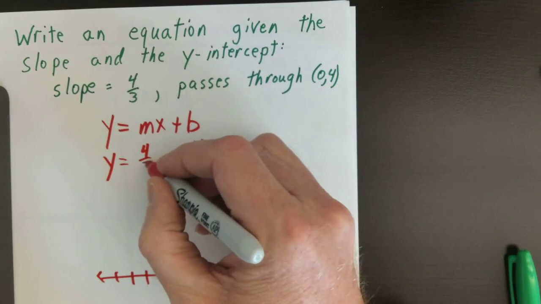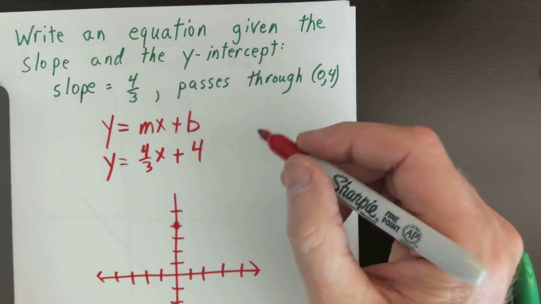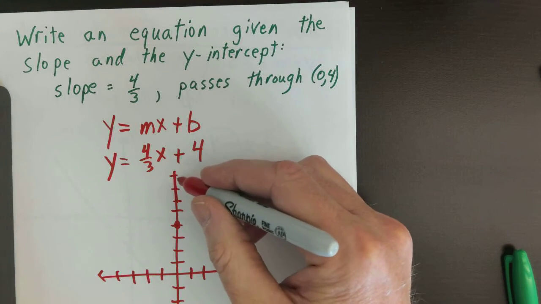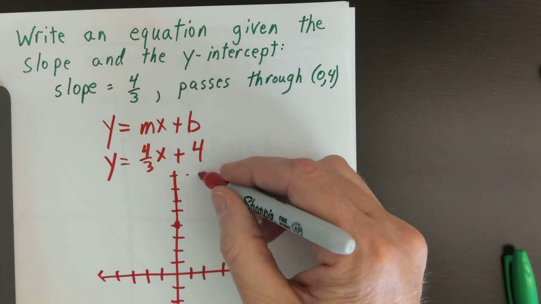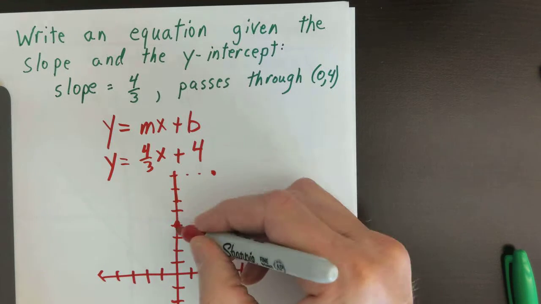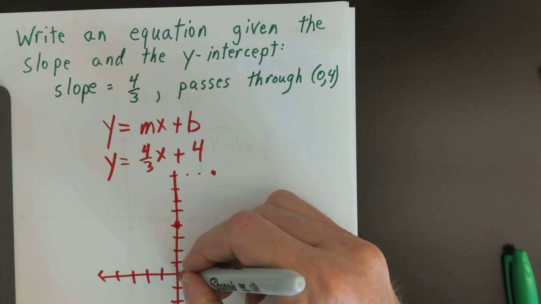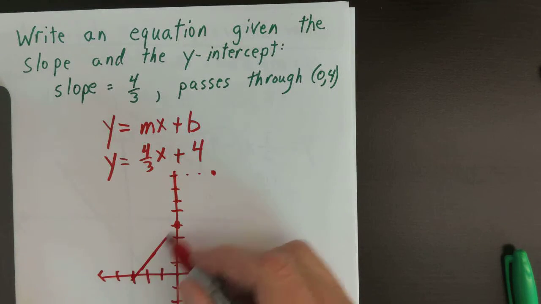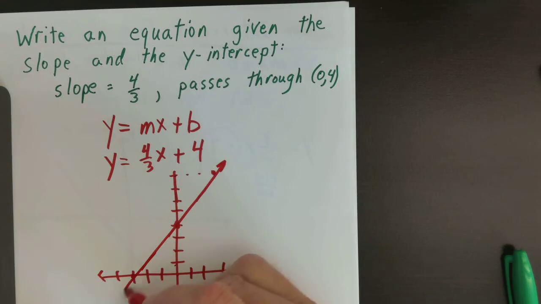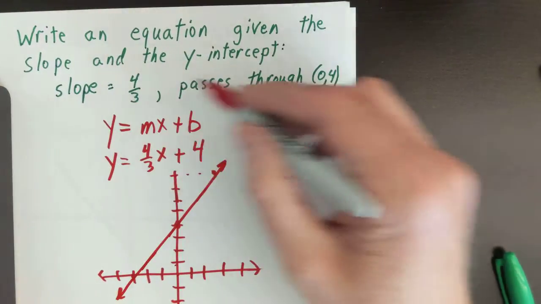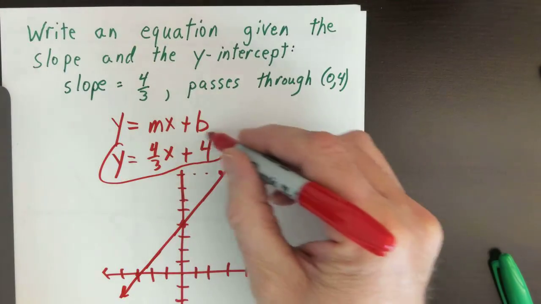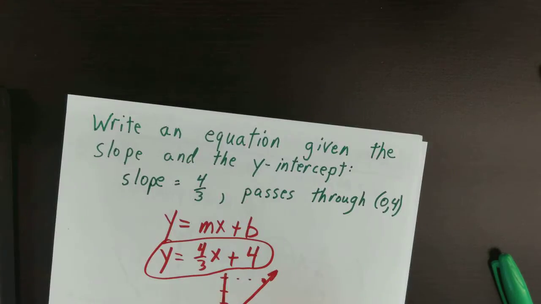So I put 4/3x plus 4. So if I go up 4, 1, 2, 3, 4, I have the flexibility to do that, I guess. And then over 1, 2, 3, there's a point. And if I go down 1, 2, 3, 4, and left 1, 2, 3, I'm still on that line. This is the line that this equation describes. So we just really wanted the equation there. I just threw in the graph to illustrate.